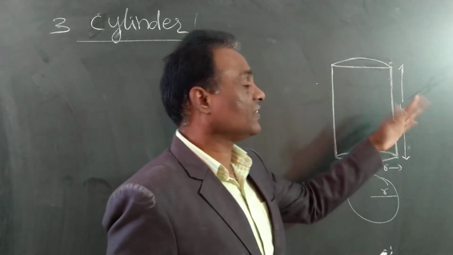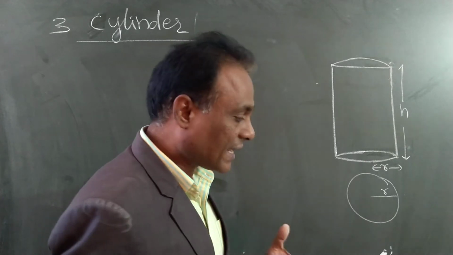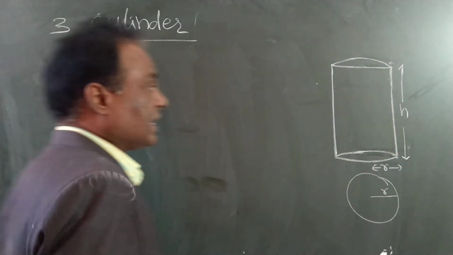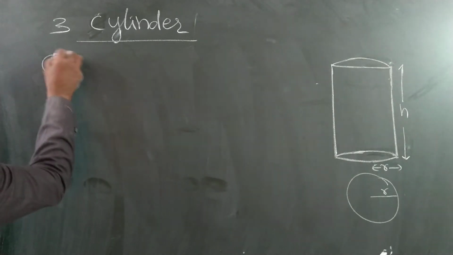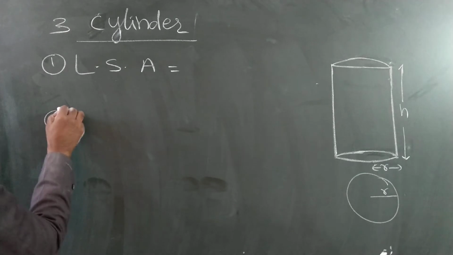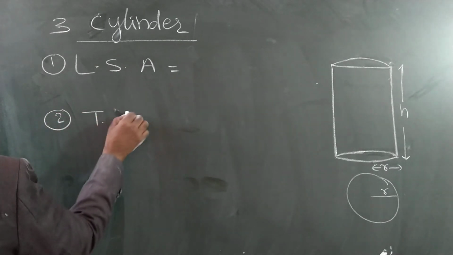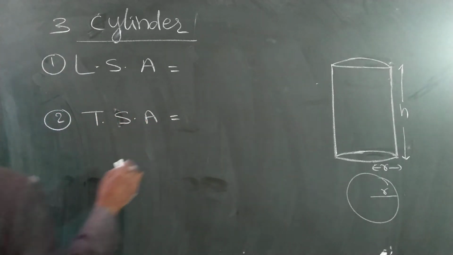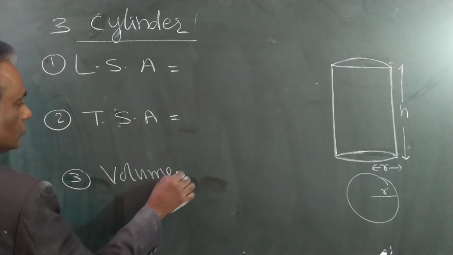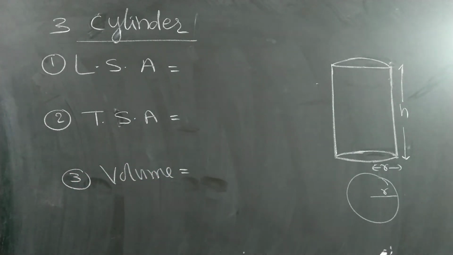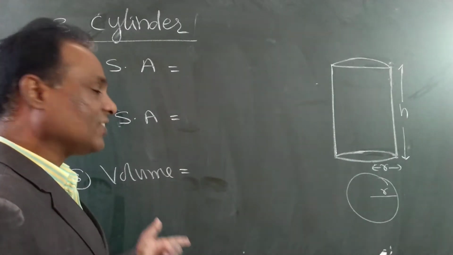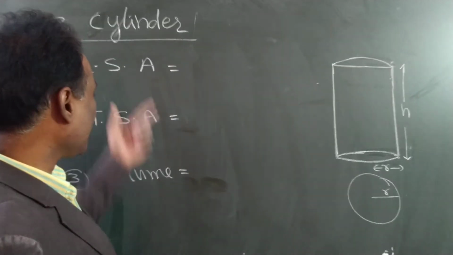R is the radius, then height is the h. Then again two cases. So we have three formulas. One is lateral surface area. Second formula is total surface area. Third formula is volume. Three formulas for this figure also. For cube also we studied three formulas. Cuboid also we studied three formulas.